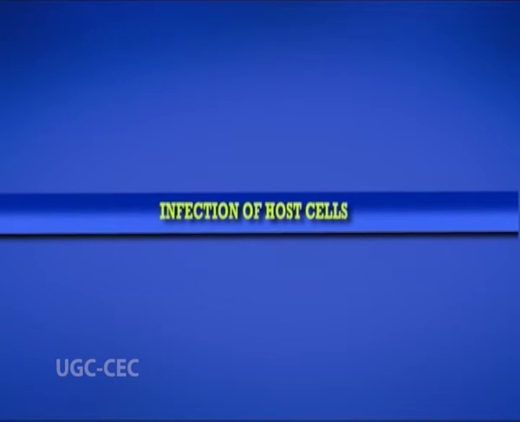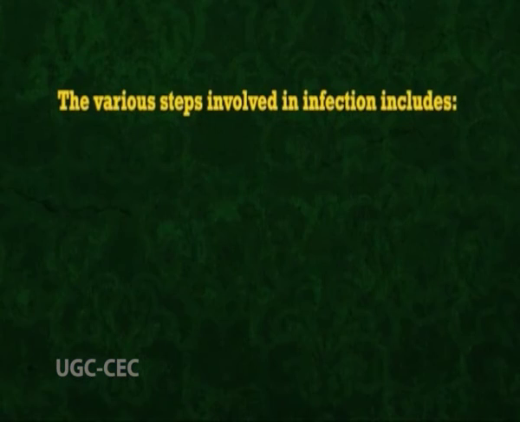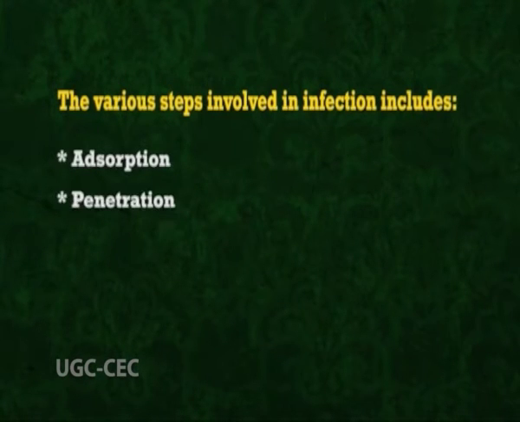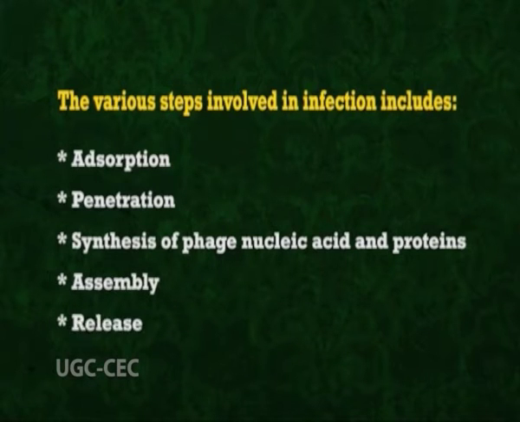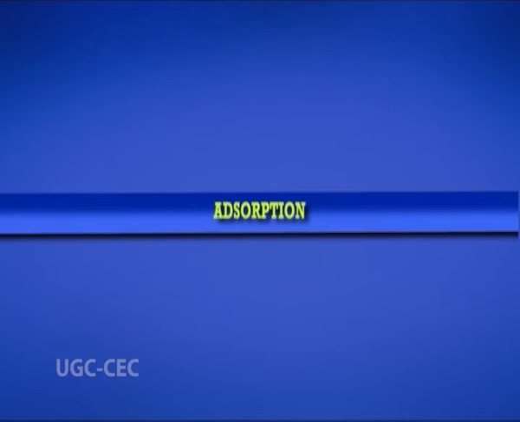Now we'll come to the infection of host cells. The various steps involved in infection include adsorption, penetration, synthesis of phage nucleic acid and proteins, assembly, and finally release. First we'll see adsorption. Bacteriophages attach to a specific receptor site on the host cell membrane, and the nature of the receptor varies with the phage. Cell wall polysaccharides and proteins, teichoic acid, flagella and pili serve as receptors.